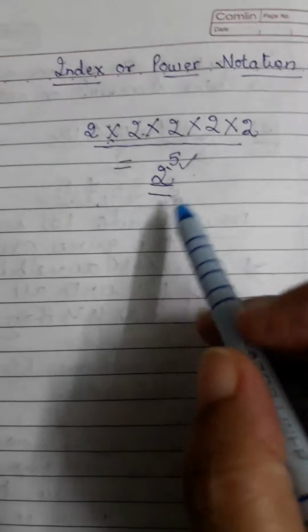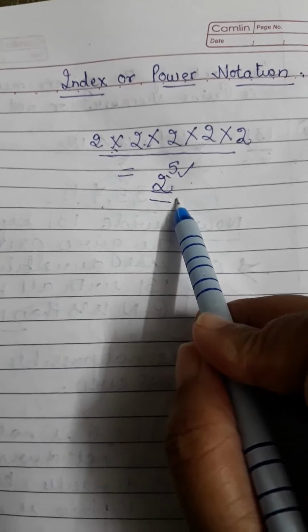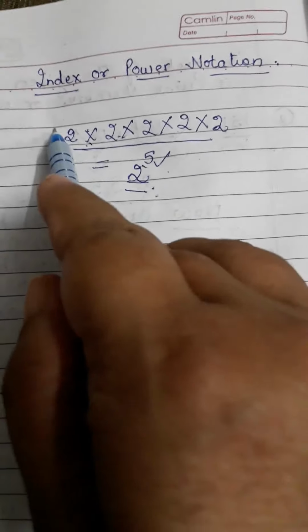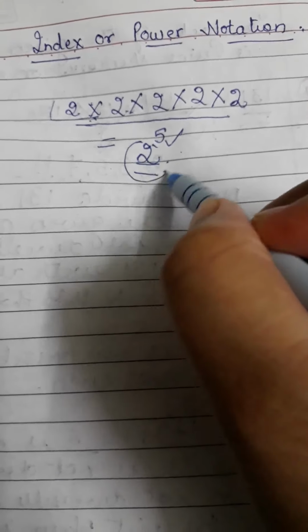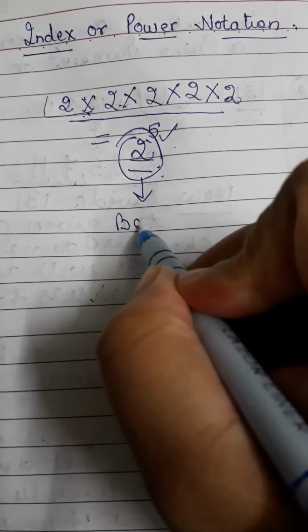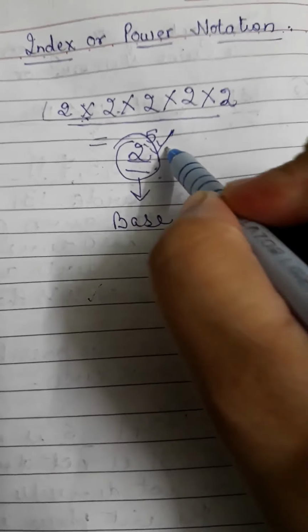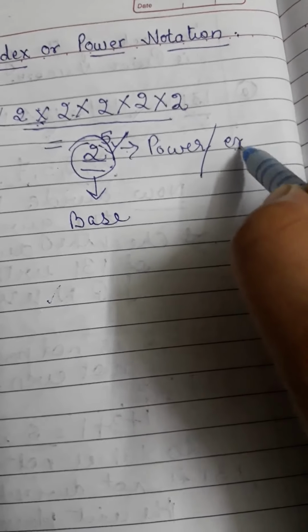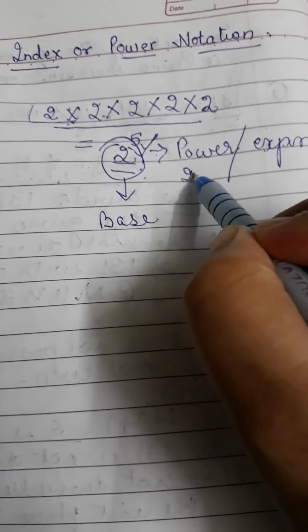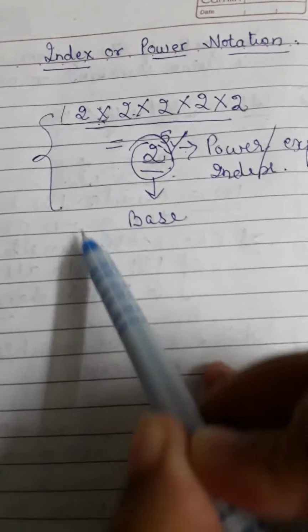Fine. This is known as power notation or index notation. When you express something in this form, it is power notation or index notation. Now this is 2 which is being multiplied by itself. So 2 is known as the base and this is known as the power or exponent or even known as index. Yes, so this is your power notation.